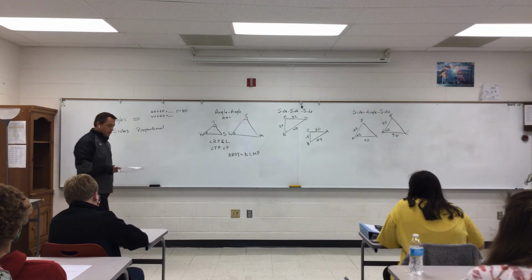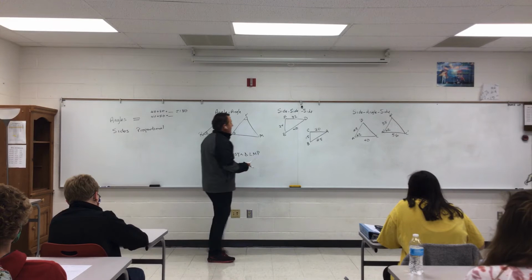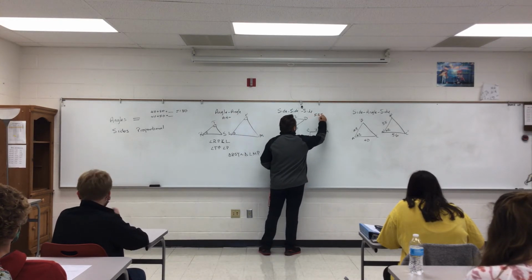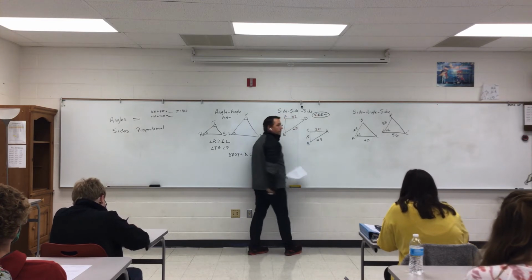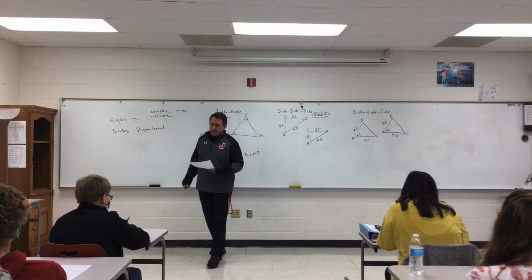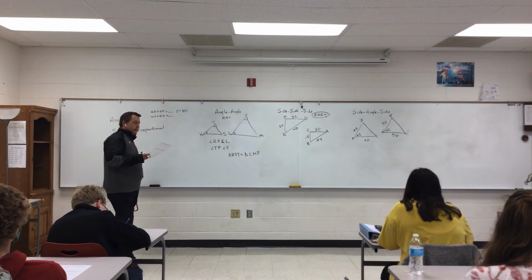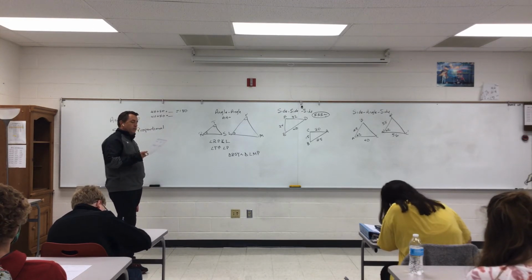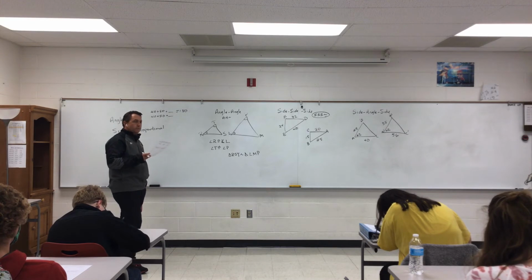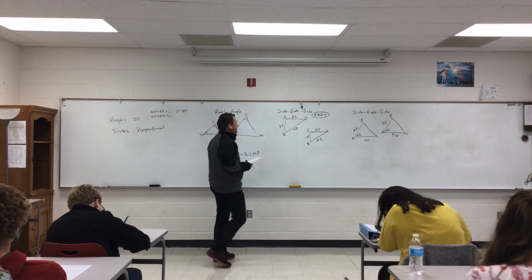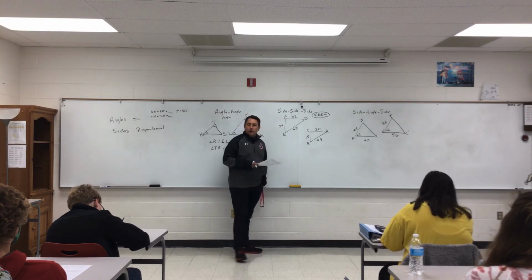All right, let's go to the next one. Side, side, side. Underneath side, side, side, I want you guys to write SSS, similarity. That's how we'll shorten it. The blanks you want to fill in: if 3 sides of one triangle are proportional to 3 sides of another triangle, then they are similar.